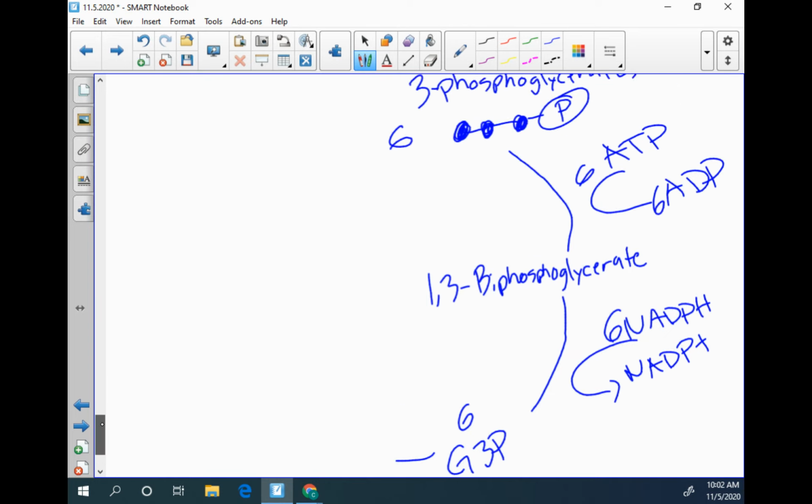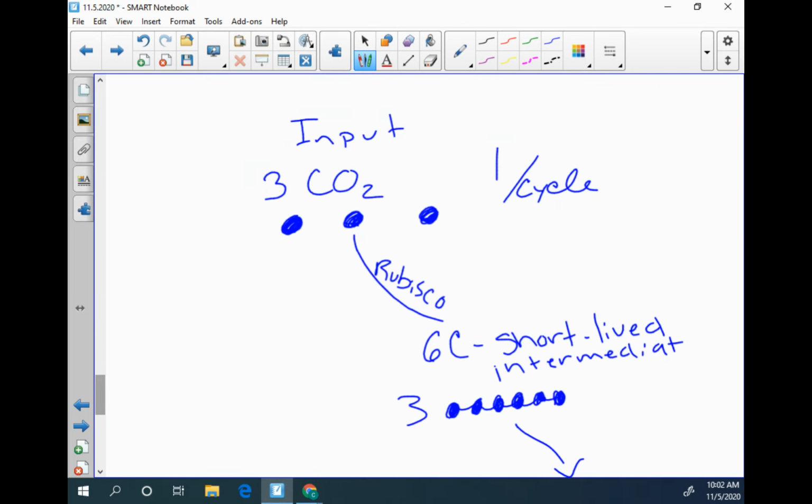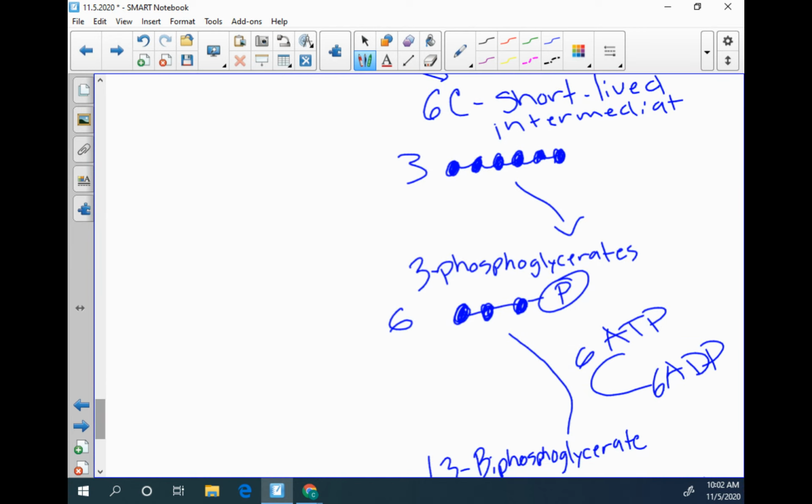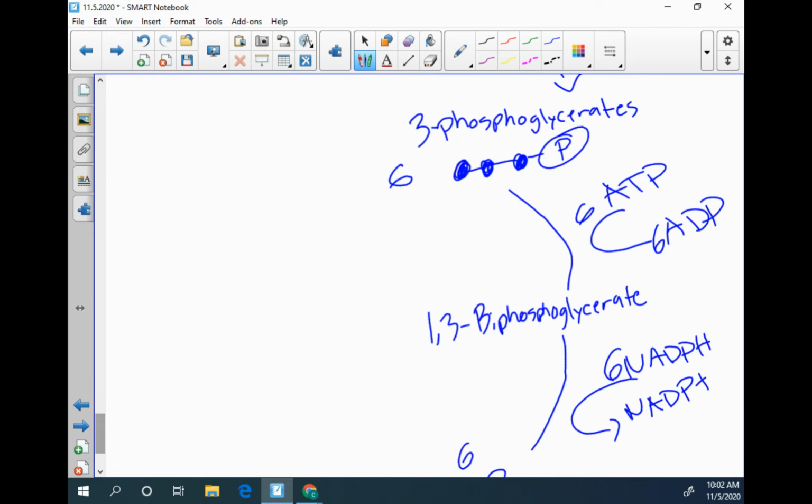So far, we have taken our 3 molecules of CO2. We have put them into the Calvin cycle with Rubisco, and we have 3 of these 6-carbon intermediates. With those 3 6-carbon intermediates, we're going to break those in half, and now we're going to have 6 3-carbons. We're going to use ATP. We're going to change it into a different 3-carbon.